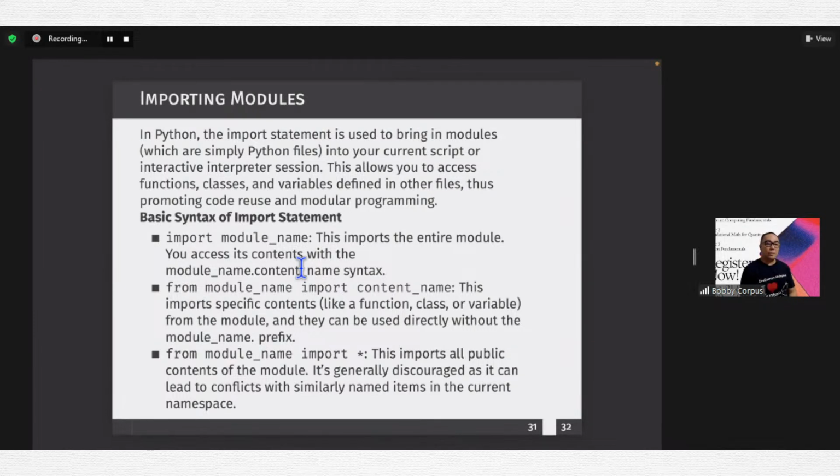Importing modules naman, no? So nilagay ko sa pinaka kasi basic muna tayo, basic. And after that, we can talk about importing modules, no? Kasi sa importing, if you really want to do something useful, then you will want to use the library of other people, no? Or even mga standard libraries in Python itself.